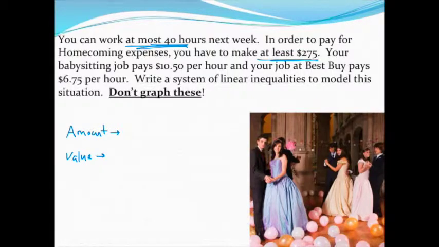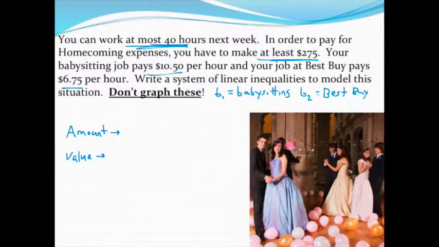So the two jobs that we're working: one job pays us $10.50 an hour, the other job pays us $6.75 an hour. Because both jobs start with a B, we have babysitting and Best Buy, we have to be careful with my variables. I suppose if you want to use X and Y, you can. What I'm going to do is use B1 to stand for babysitting, and B2 to stand for Best Buy. If you want to use different variables, that's fine. Just make sure you identify what's what.